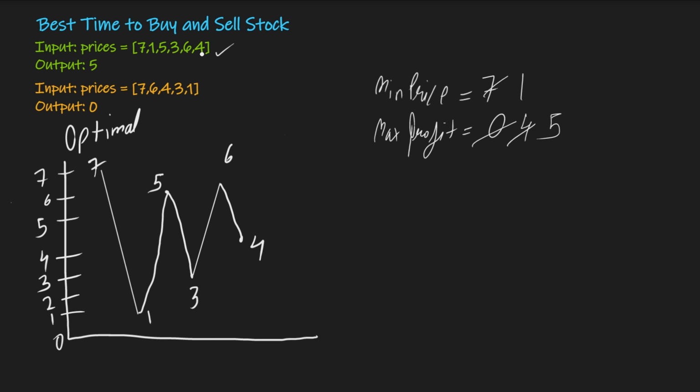4 minus 1 is 3. 3 is not greater than 5. Then we are going to check, is 4 less than 1? No, it is not. So we are going to move and we are out of bounds. So the array is finished and we got our max profit.